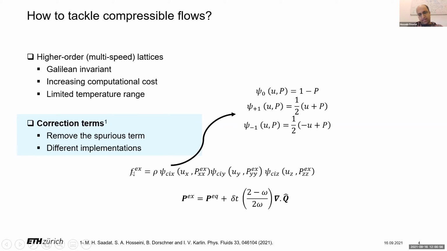idea that we can simply extend the definition of the equilibrium distribution function by redefining the pressure tensor. So we know that we can write the equilibrium distribution function as a product form like this, where U is the flow velocity and P is the pressure tensor. Now, if we define the pressure tensor to be the equilibrium pressure tensor plus this additional term, which contains this deviation in the third order moment, then those spurious terms will be removed. And this can be shown through Chapman-Enskog expansion.